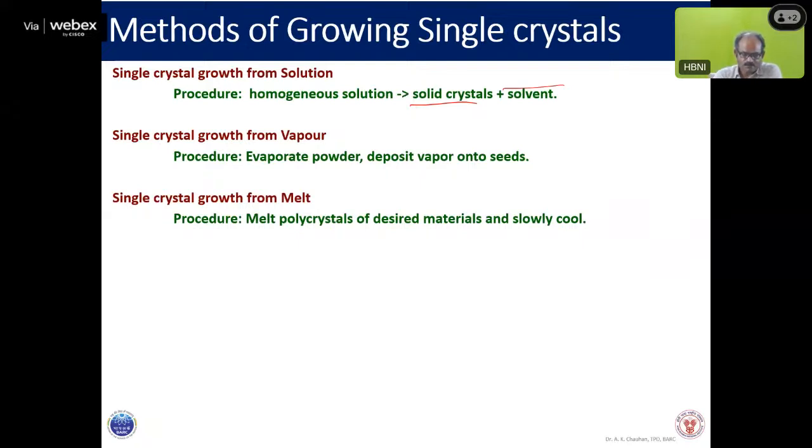Then crystal growth from vapor. In this you evaporate powder and deposit these vapors on seeds. Seeds are necessary, as over seeds only it crystallizes.